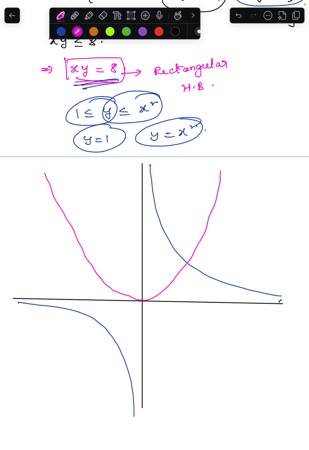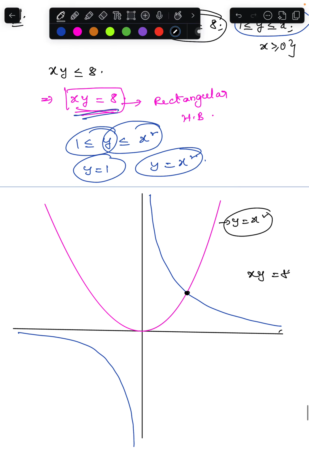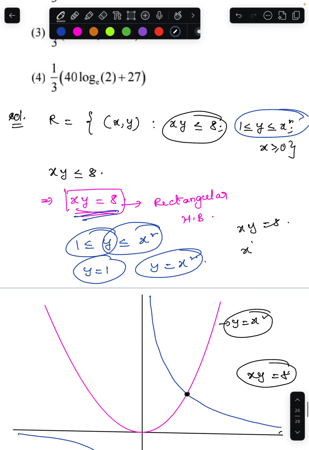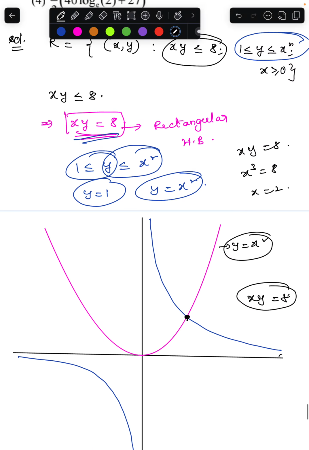So y equals x squared is that particular parabola. Let's find the point of intersection of xy equals 8 and y equals x squared. If we put y equals x squared into xy equals 8, we get x cubed equals 8. So x is 2, and the point of intersection is (2, 4).